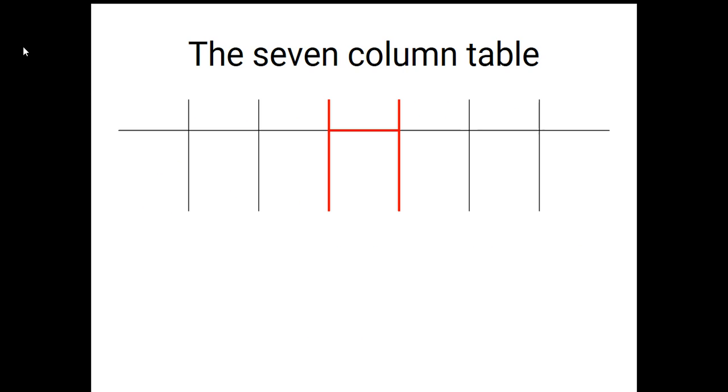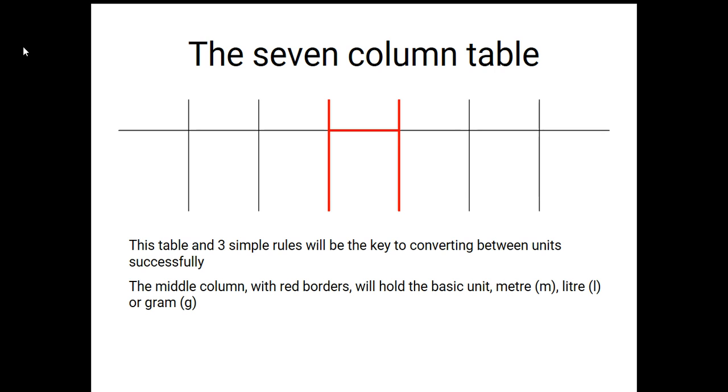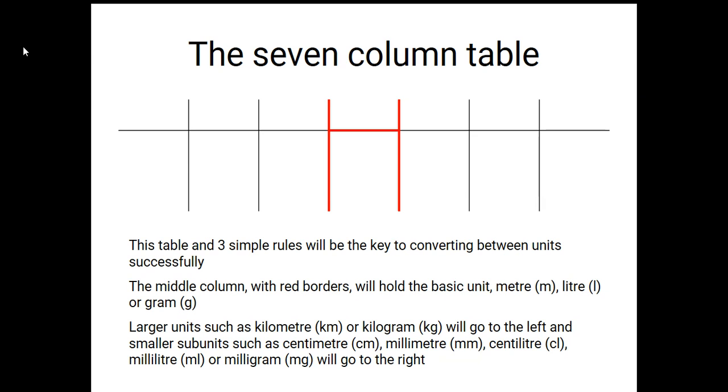of the base unit. But to help us, I've drawn 7 columns, and you can see the middle one I've decided to do in a nice red colour. So it gives a little idea of how we do it. The table will show you how to convert between units successfully. The middle one holds the basic unit, and the larger ones to the left, and the smaller ones to the right.